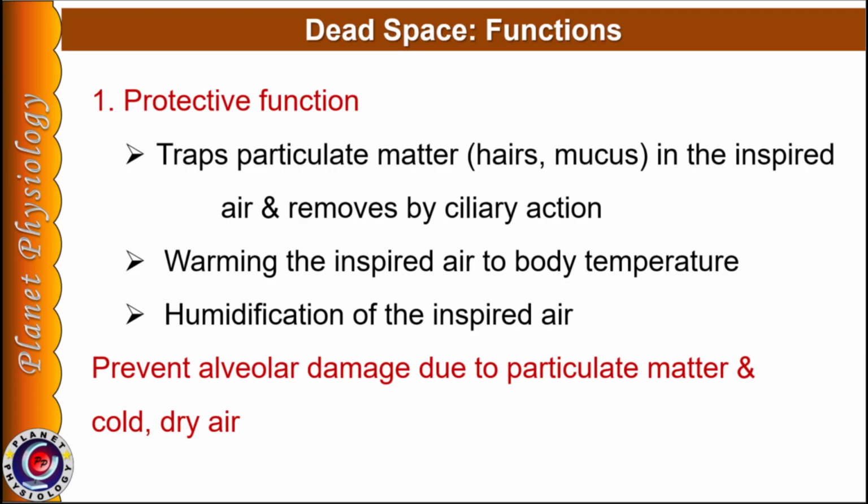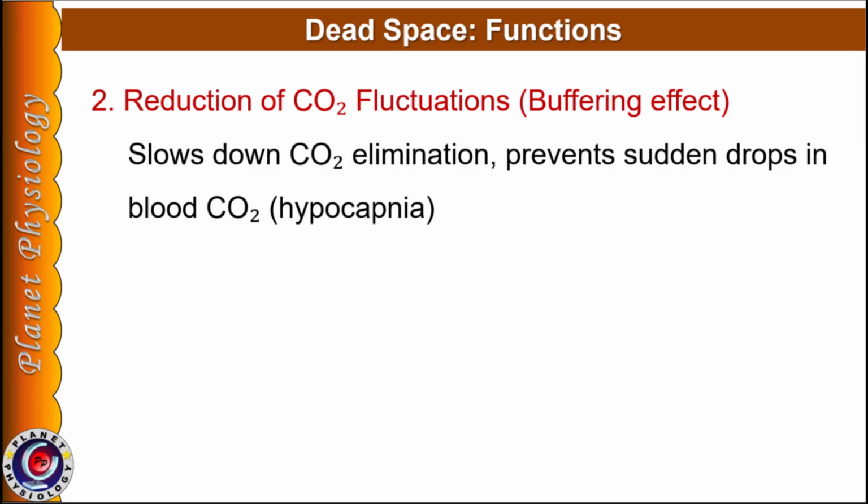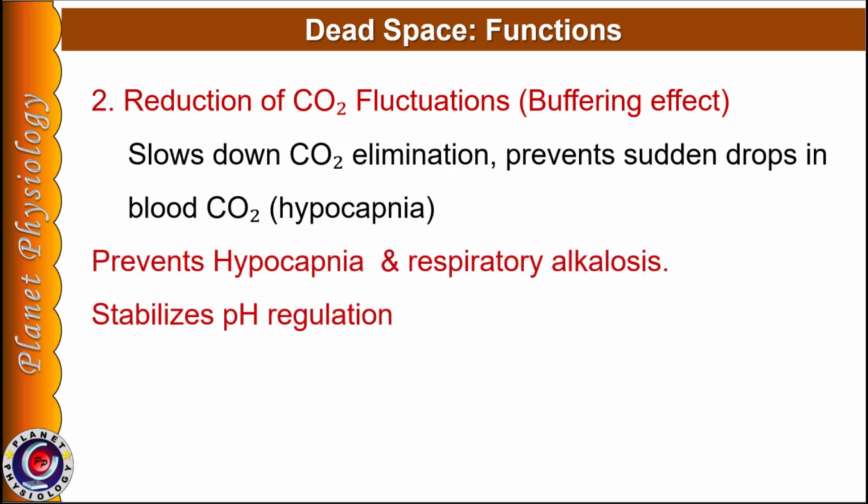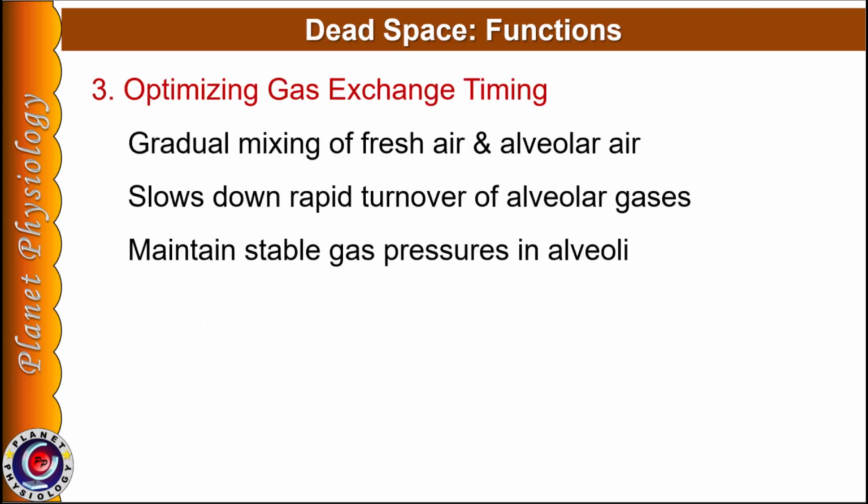Next function is its role in carbon dioxide regulation. Dead space slows carbon dioxide elimination, preventing sudden drops in the partial pressure of carbon dioxide in blood, that is hypocapnia. This prevents respiratory alkalosis and stabilizes blood pH. Next function is optimizing gas exchange timing. It is the function of both dead space as well as functional residual capacity. Gradual mixing of fresh and alveolar air ensures efficient gas exchange. It prevents immediate exhalation of oxygen-rich air, optimizing the diffusion gradient.